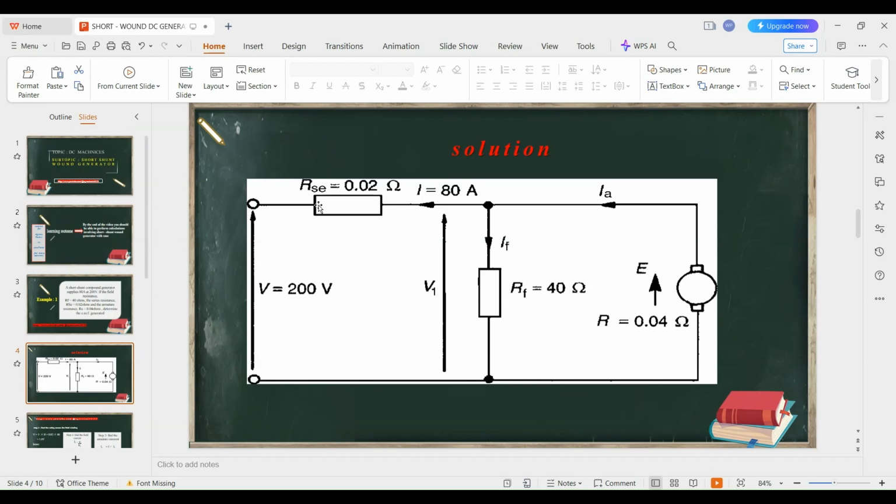But remember, in an exam scenario, the examiner can change the question, whereby he can tell you to calculate the field resistance. In that case, if he tells you to calculate the field resistance, it means that he has given you the field current. Are we together to that point? So you can be told to calculate the field resistance and the EMF generated.